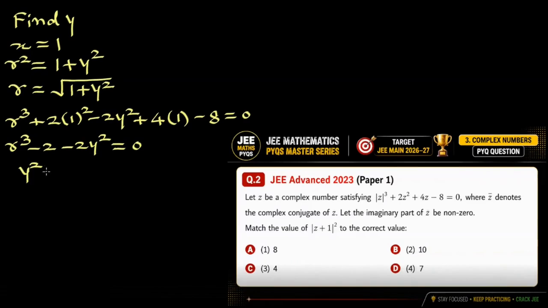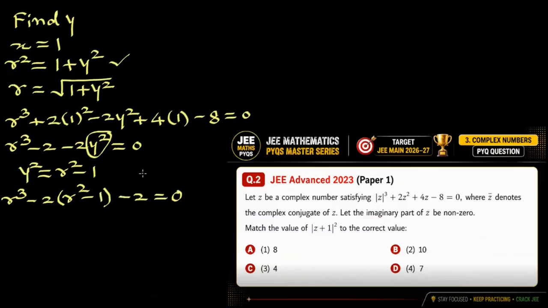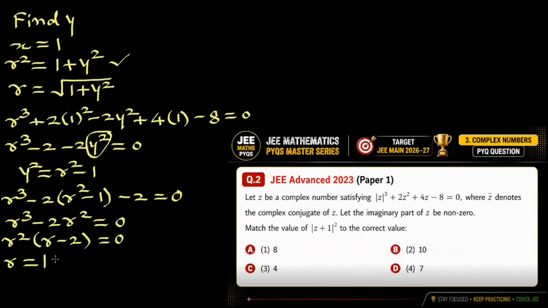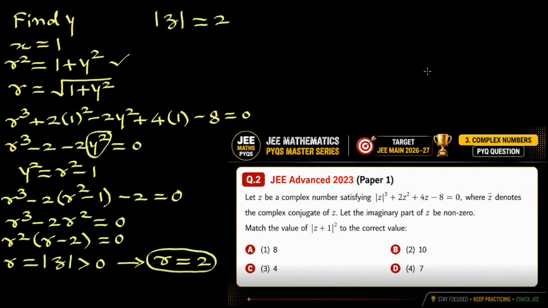Since we have y² = r² − 1, from this equation we replace y² to get r³ − 2(r² − 1) − 2 = 0. Cancelling the constant 2, we get r³ − 2r² = 0. Factoring, r²(r − 2) = 0. Since r is |z|, which is positive, we obtain r = 2. Thus |z| = 2, because we assumed r = |z|.